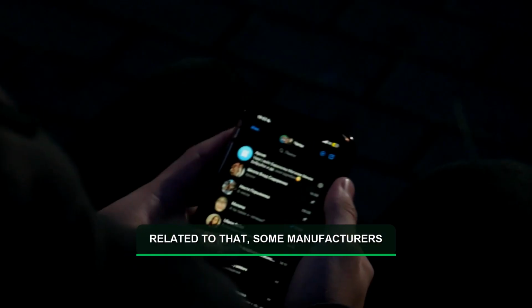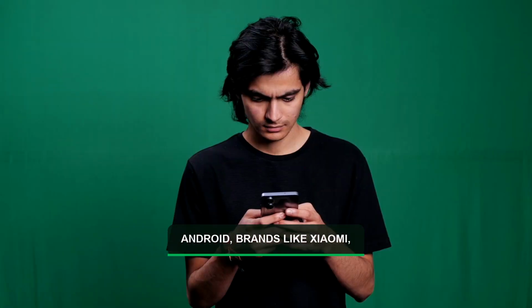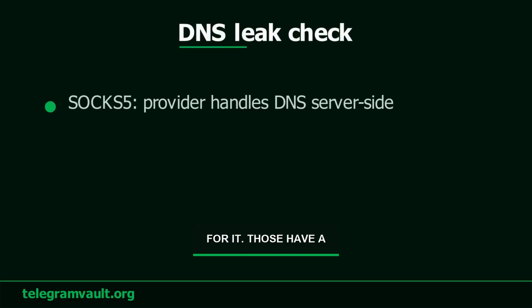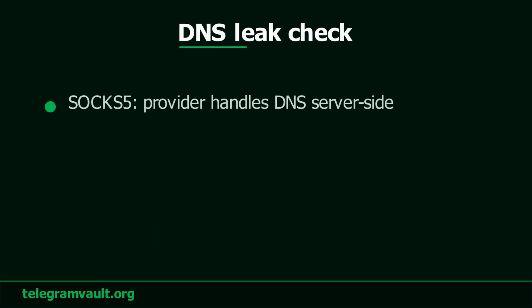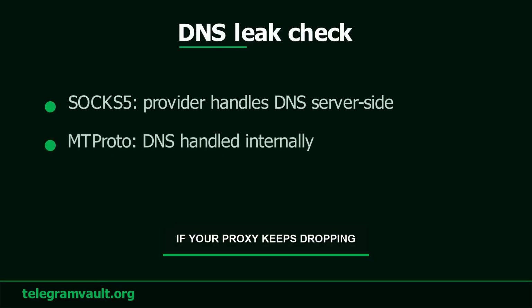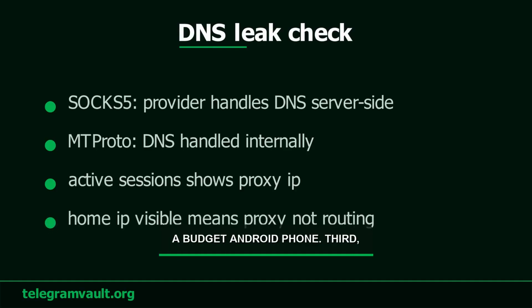Related to that, some manufacturers run their own extra power manager on top of stock Android. Brands like Xiaomi, Oppo, and Huawei are known for it. Those have a second auto start or background permission you have to grant separately, often labeled auto start or no restrictions. If your proxy keeps dropping despite setting battery to unrestricted, hunt down that manufacturer-specific power manager and whitelist Telegram there too. It's the most common reason a correctly configured proxy still won't stay alive on a budget Android phone.